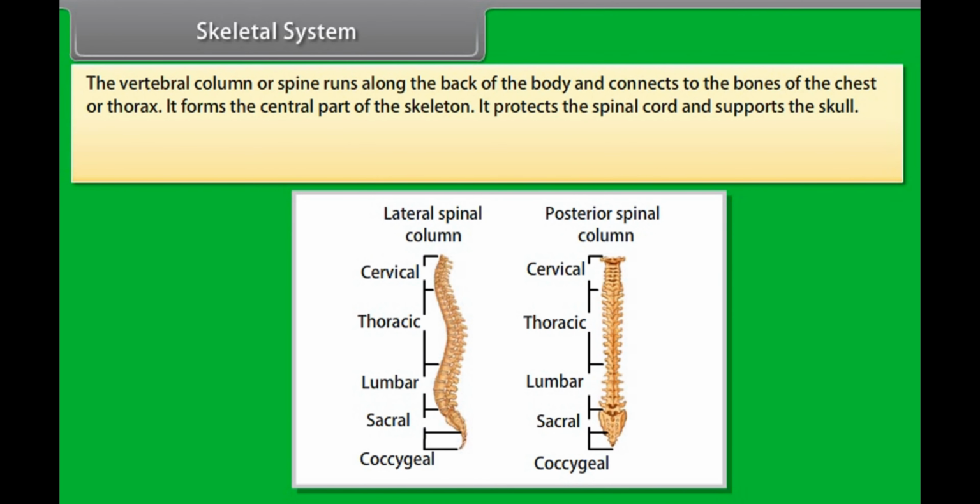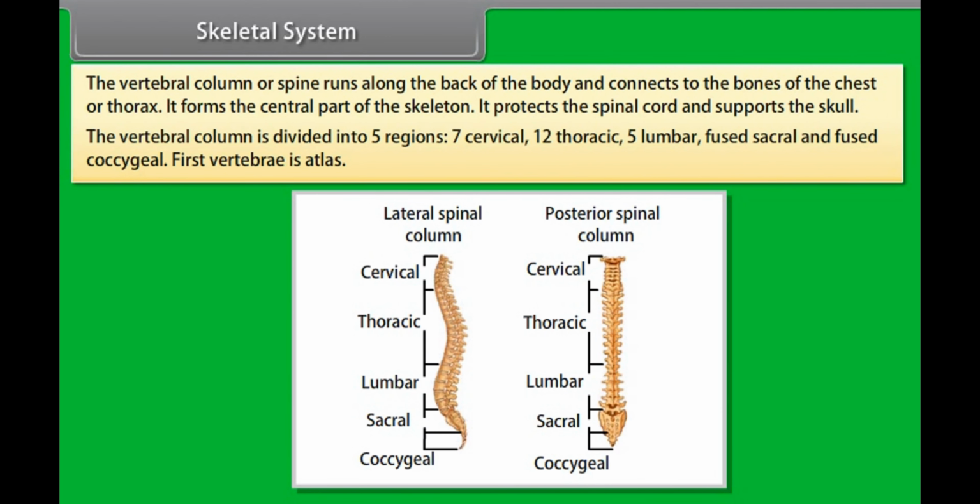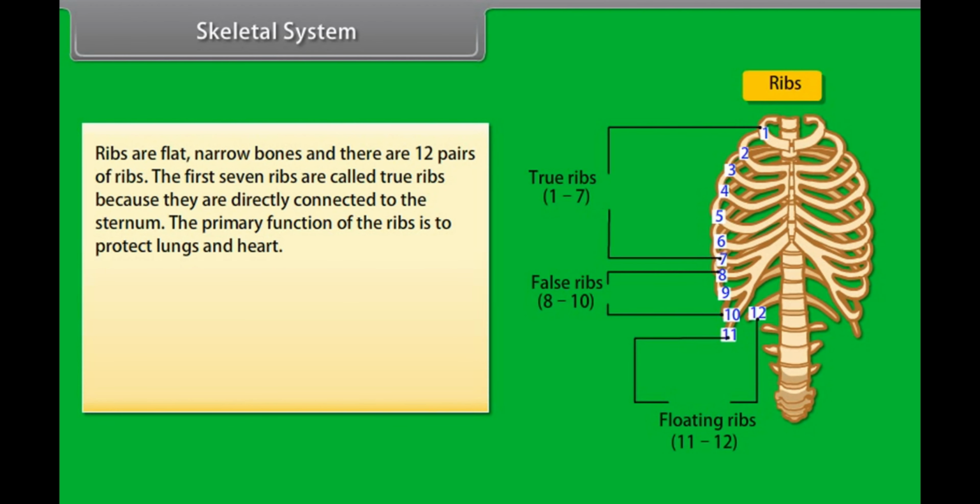The vertebral column or spine runs along the back of the body and connects to the bones of the chest or thorax. It forms the central part of the skeleton. It protects the spinal cord and supports the skull. The vertebral column is divided into 5 regions: 7 cervical, 12 thoracic, 5 lumbar, fused sacral, and fused coccygeal. The first vertebra is atlas.